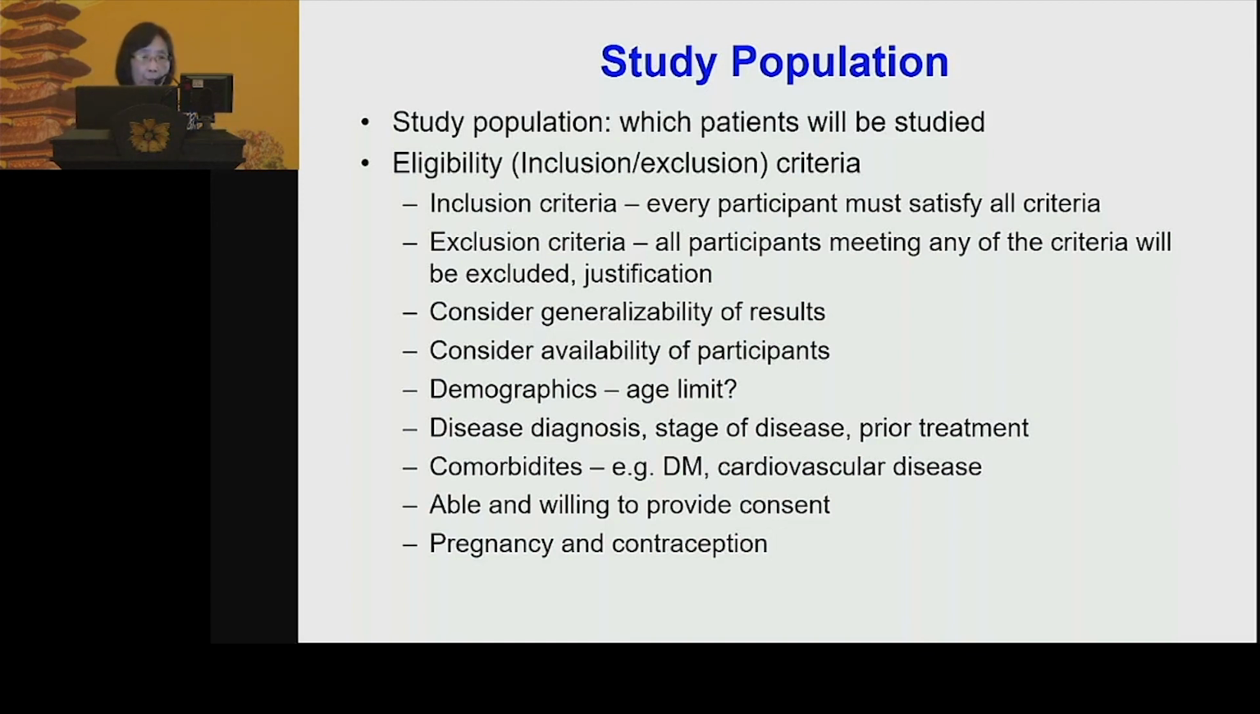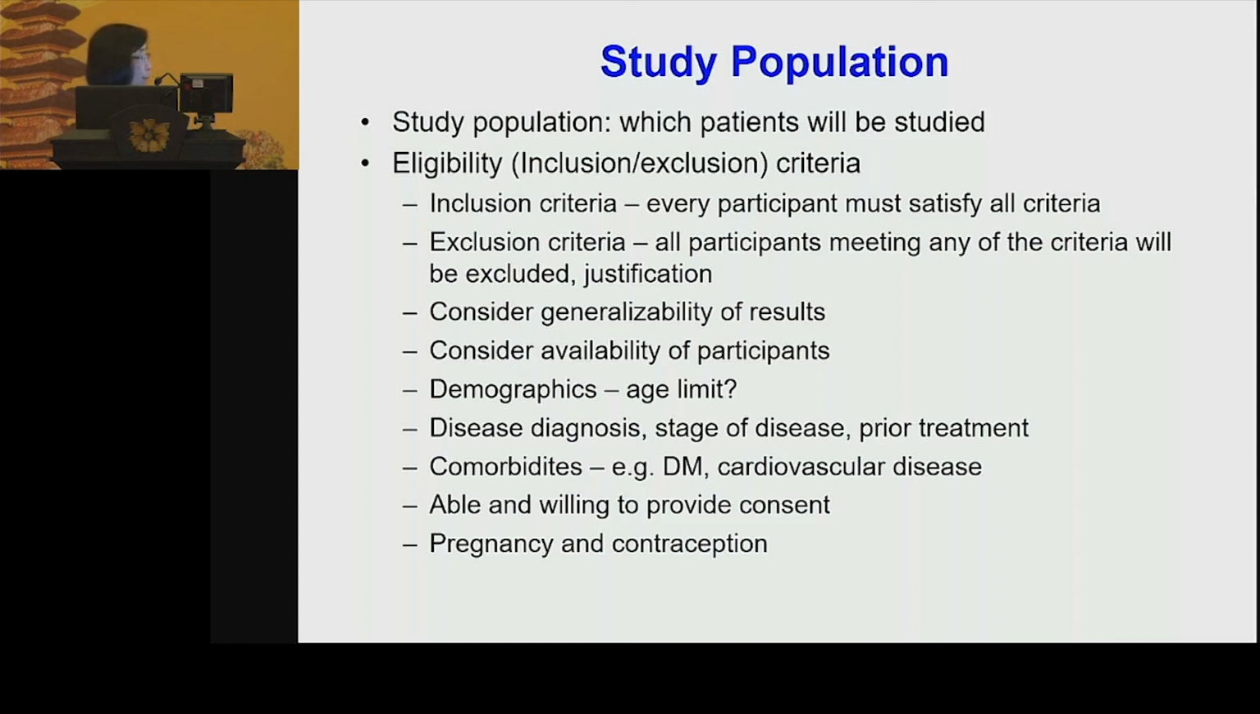Sometimes we want to be perfect. We want to have a very clean, homogeneous population. But if you try to be very strict, you find that you can't enroll any patient because the majority of your patients don't meet all of those criteria. So you've got to think it through. And also, if you make it too stringent, your results will not be generalizable to the patient population.